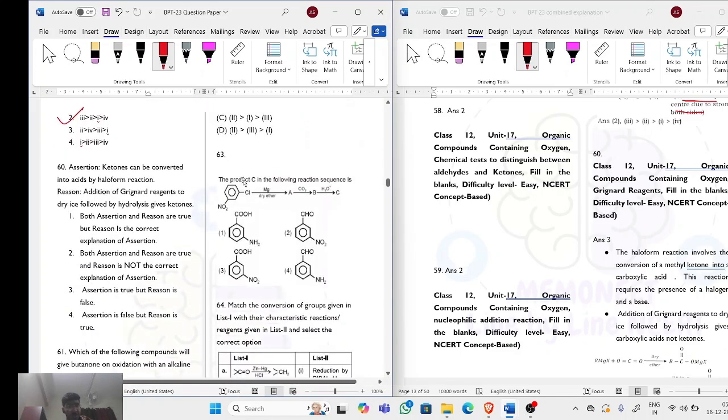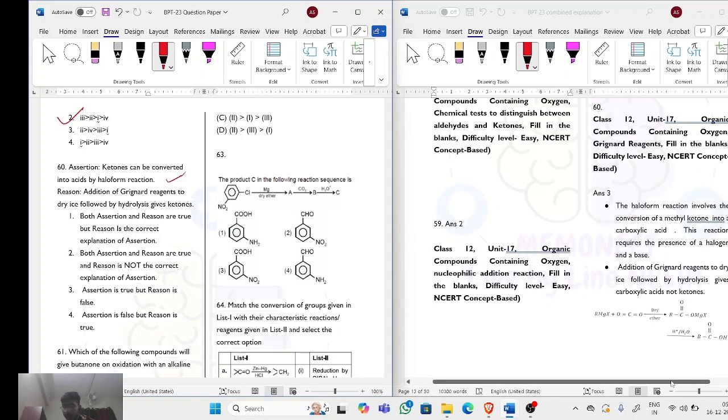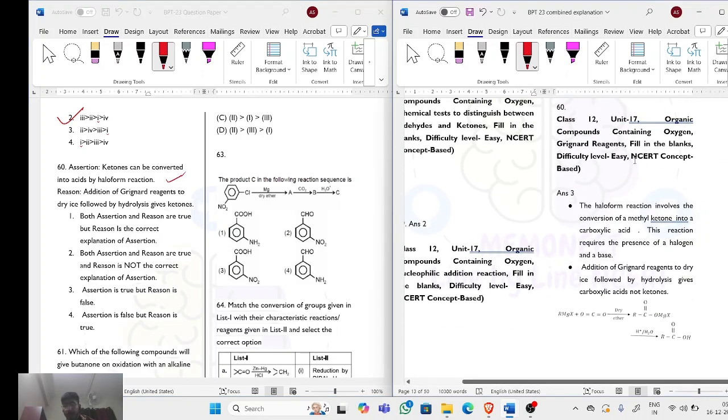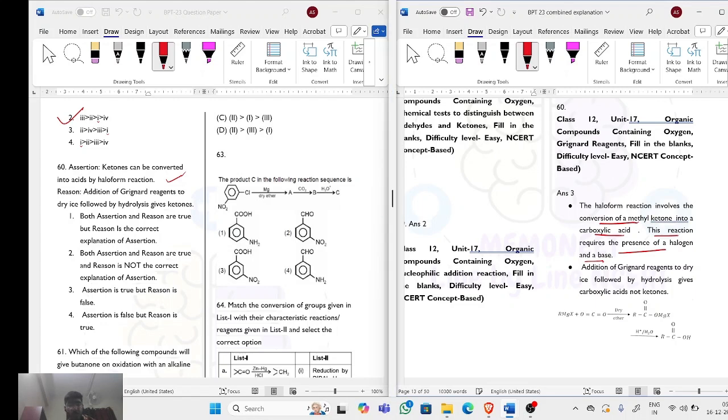Now comes question number 60. The assertion is: ketones can be converted into acid by haloform reaction. The solution is present here. First of all, the haloform reaction involves the conversion of methyl ketone into a carboxylic acid. This reaction requires the presence of a halogen and a base. So our assertion is correct. Now we have to check the reason.